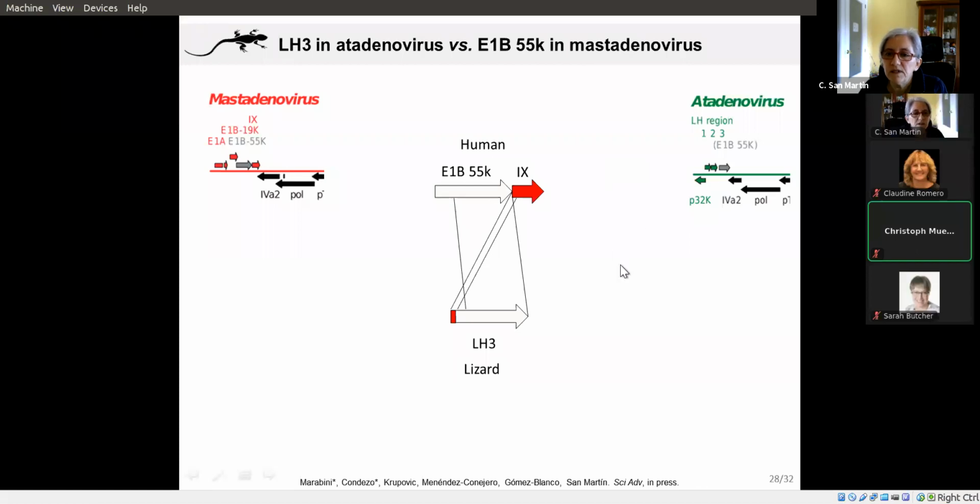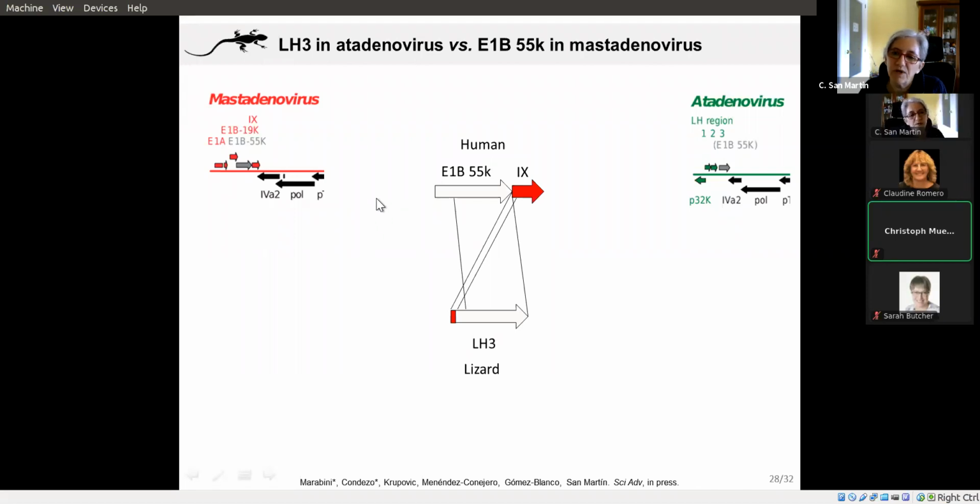Now, what we see is that in the humans, we have E1b55K, and downstream, we have protein 9. In the reptilian adenoviruses, we have this part of LH3, which is very similar in sequence to E1b55K, but it has a triskelion here, which is very similar to the triskelion of protein 9. So what's going on? Are bits and pieces of the genes jumping around in the adenovirus genomes, or what?